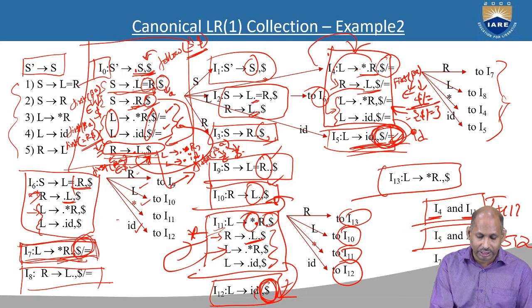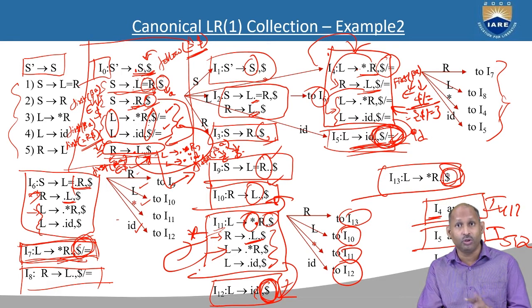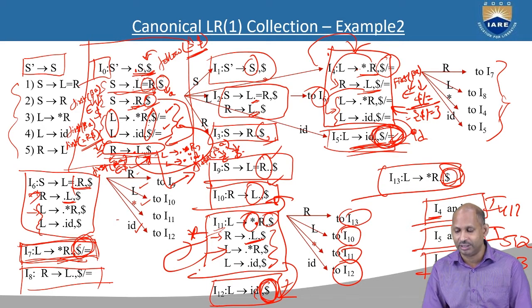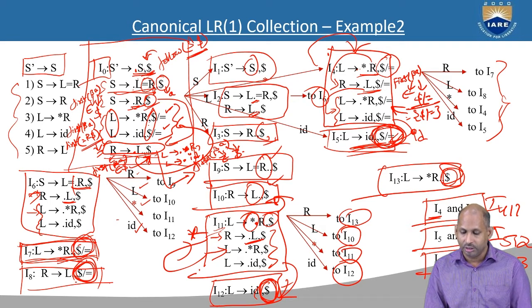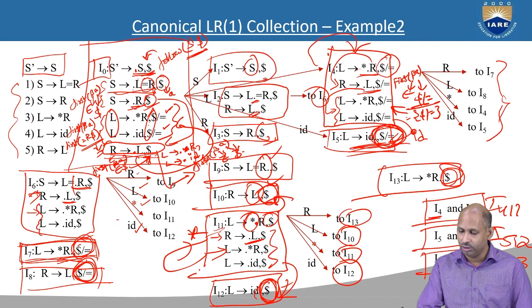Next I7 and I13. Here these are the lookahead symbols, and here they are the lookahead symbols. Production is the same. Lookahead symbols are different. So combine this I7 and I13. Next I8 and I10. Here this is I8, this is I10. The production is the same. Lookahead symbols are different. So simply we say I810.